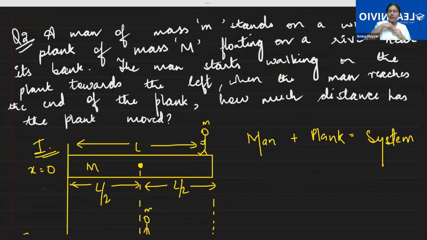So the person is standing like the plank is floating on the river, and there is the edge, and the man is standing on the edge of the plank, and with the help of it, he will be crossing the river. The question says a man of mass m stands on a wooden plank of mass M floating on a river near its bank. The man starts walking on the plank towards the left.